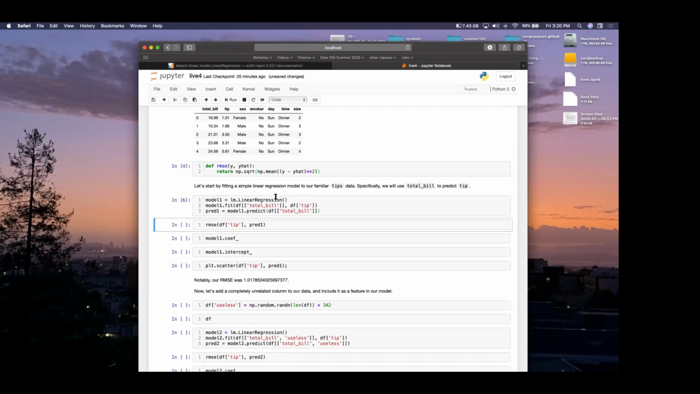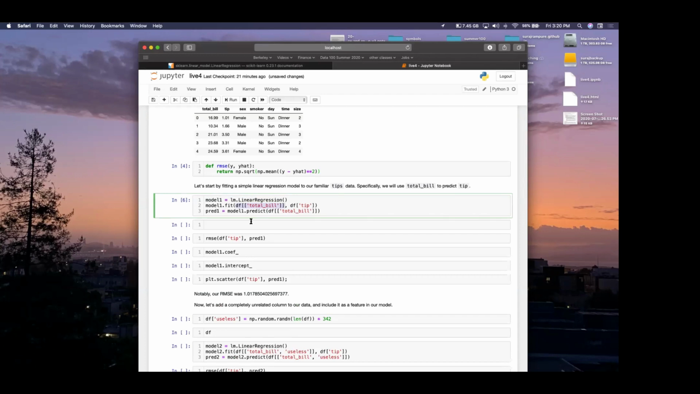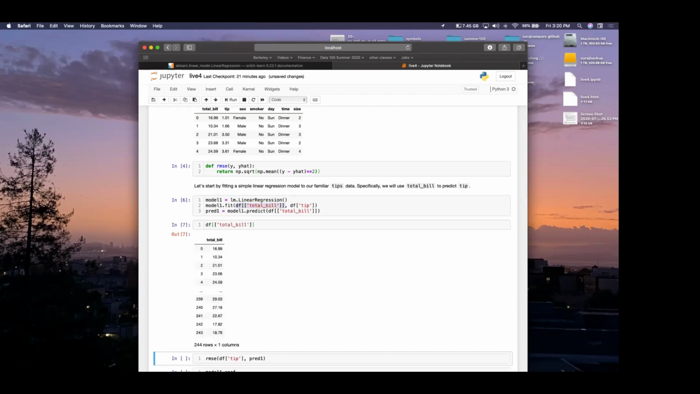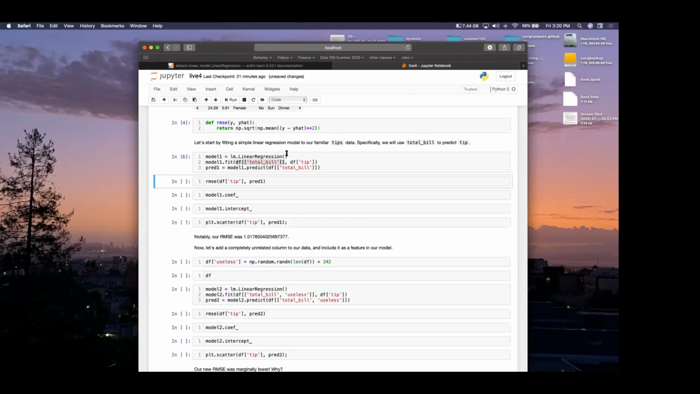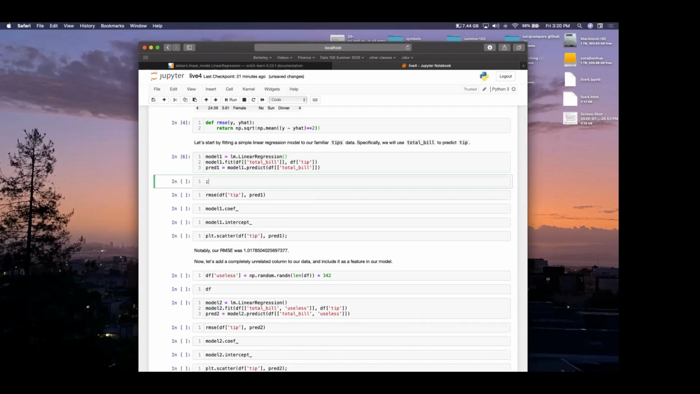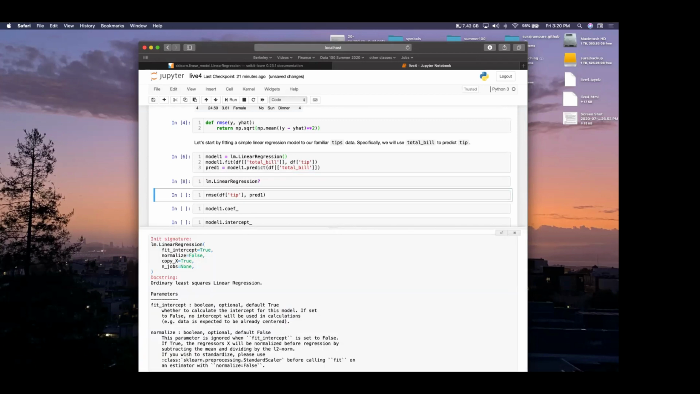Okay. Why did I not include an intercept column? Right. If I just look at df of total bill, it's just a single set of values. Great. Yeah, it does it automatically. The default behavior of scikit-learn's linear regression, if you take a look at it, fit_intercept by default is true. So you don't have to worry about that.